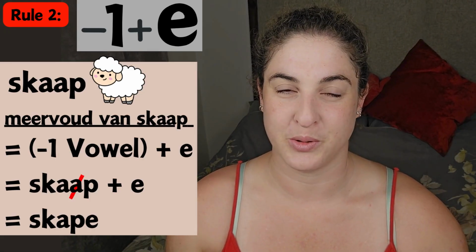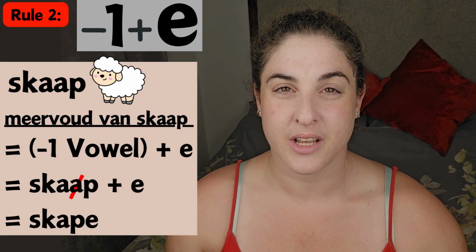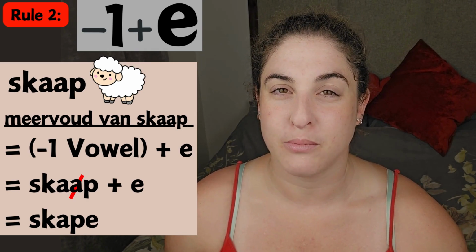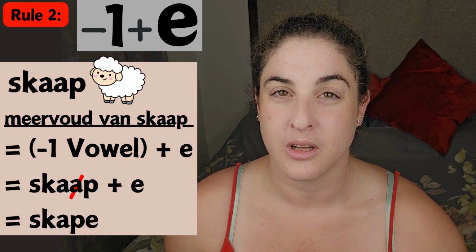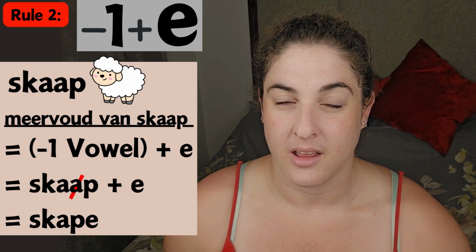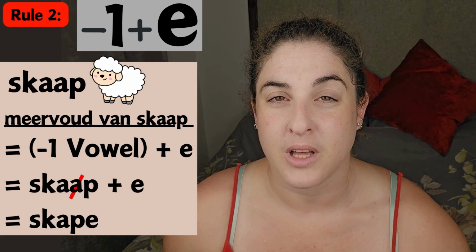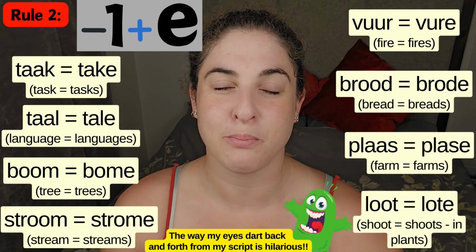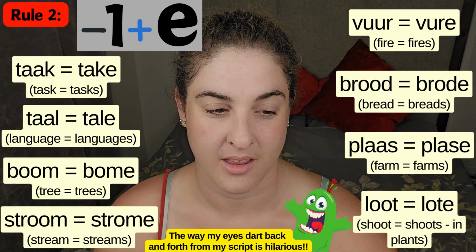Rule number 2, -1 plus e. Words containing a lang klank followed by one of these consonants adhere to the following rule. -1 vowel plus e. It's important to note top right that words ending in F and G have their own videos.